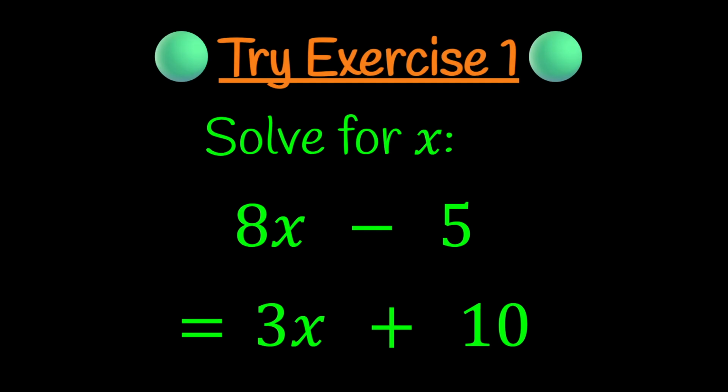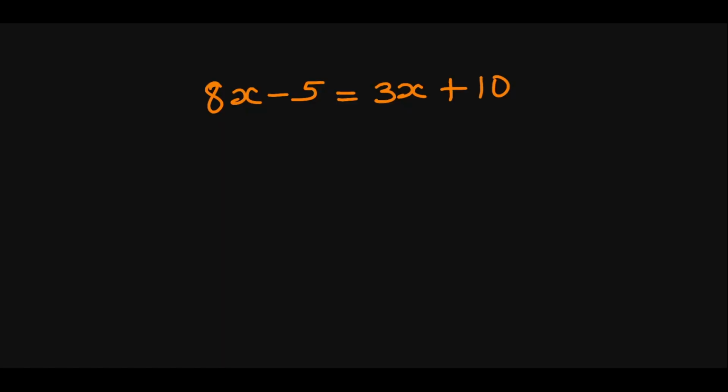Welcome to the try exercise solution for lesson 9 of the Basic Algebra in Full series, which is on linear equations in one variable. Now, for this first one, as you can see, all the operators are siblings, and we want to find x, so we have to move all the terms that have x to the left-hand side first. So this gives us 8x minus 3x is equal to 10 plus 5.